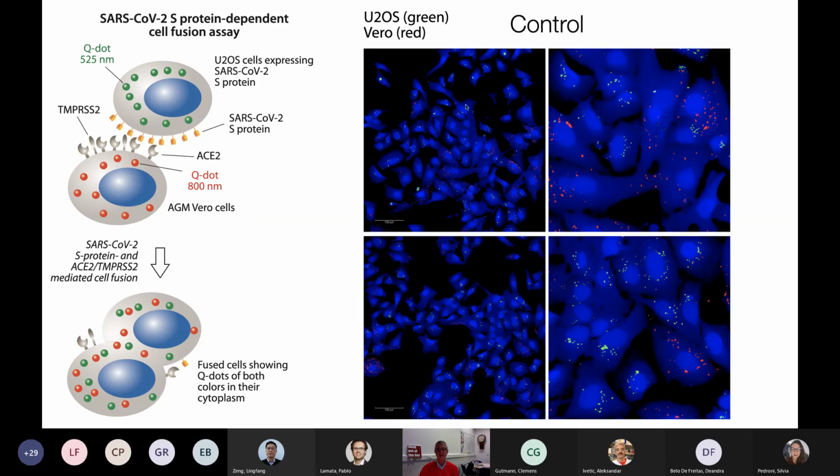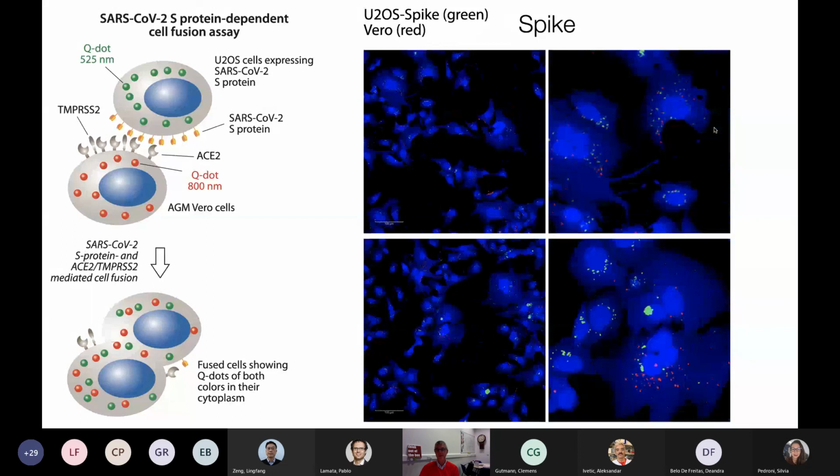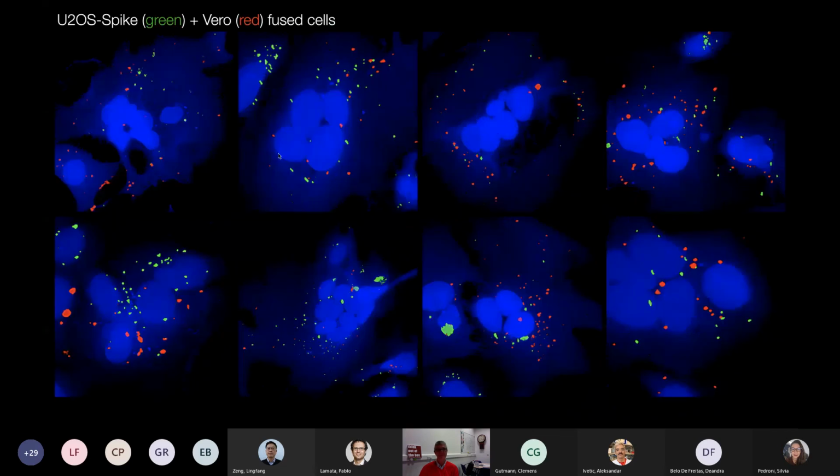So basically these are just mixing red and green cells without spike around. And you see that you mix them, but the cells remain either green or red. However, if there is spike around, the cells fuse, and then you have these cells that have more than one nucleus and both red and green dots in the cytoplasm. These are some other examples of these syncytia induced by the spike protein.